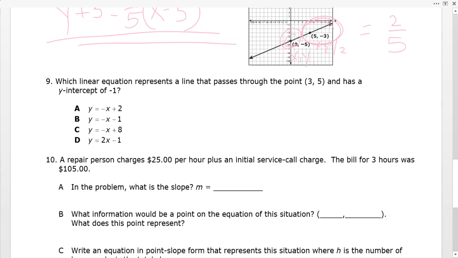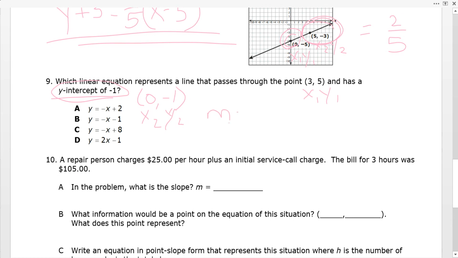Okay, so if I have a y-intercept of -1, I'm not using point slope form, I'm using slope intercept. But I have 2 points, I do not have the slope. So y-intercept of -1 means (0, -1). So I have x1, y1, x2, y2.